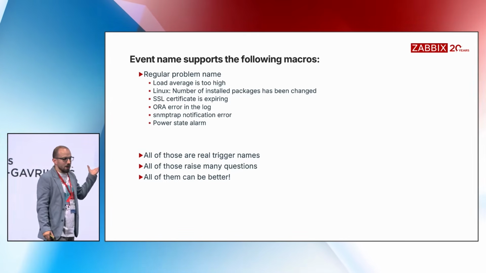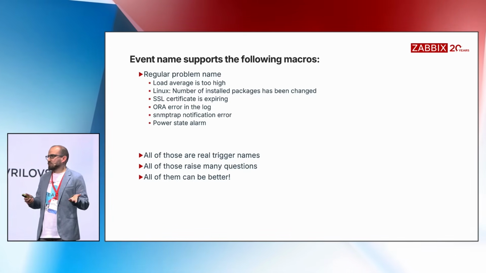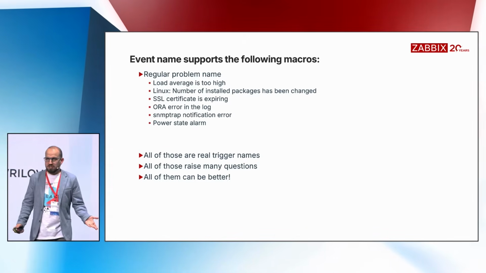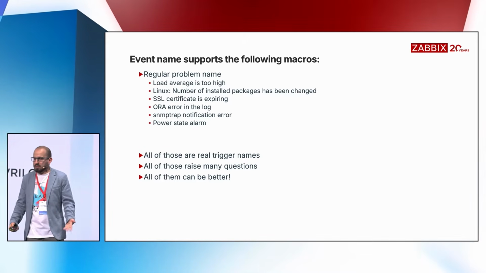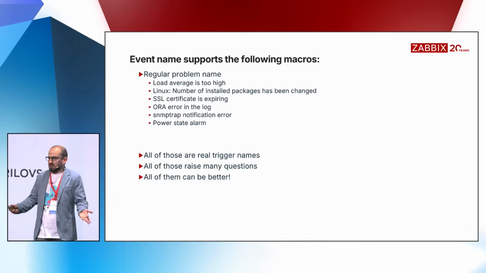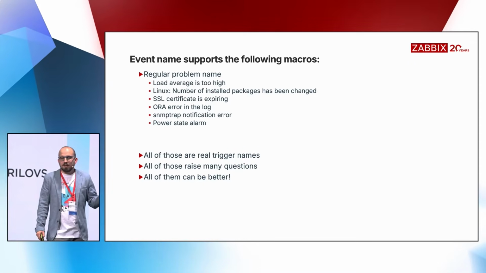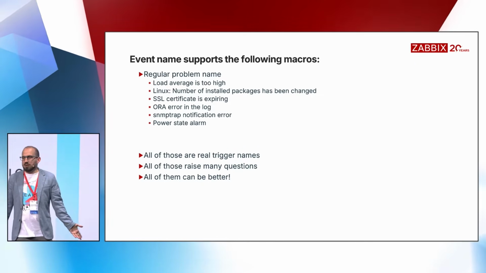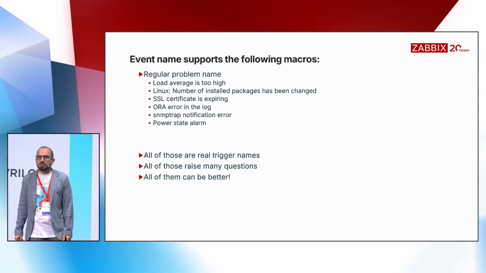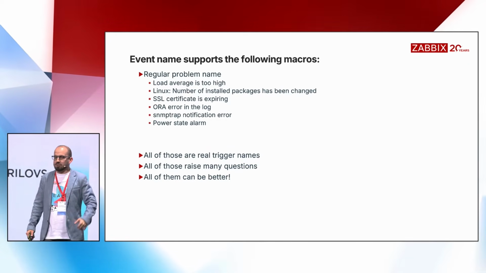And here you can see quite frequent problem names on the slide behind me, which we see. An example: load average is too high. And then you have a question, okay, how high is it? What is too high? Or, number of installed packages has changed. And then, okay, was something uninstalled or installed? Is it bad or not? Then, of course, SSL certificate is expiring. And then obviously, when? Tomorrow, yesterday, how long has this problem been there? And so on. So you can guess how the other questions come to your mind.